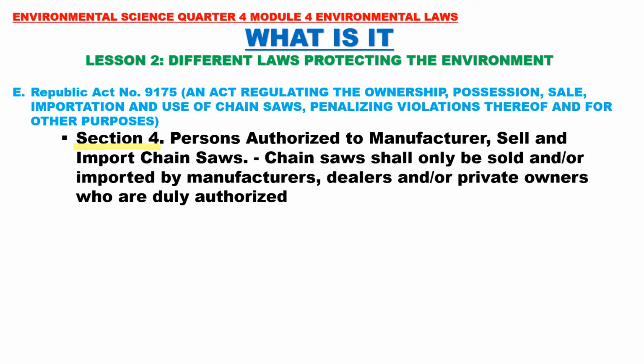Section 4 of RA 9175 states that chainsaws shall only be sold and/or imported by manufacturers, dealers, and/or private owners who are duly authorized.